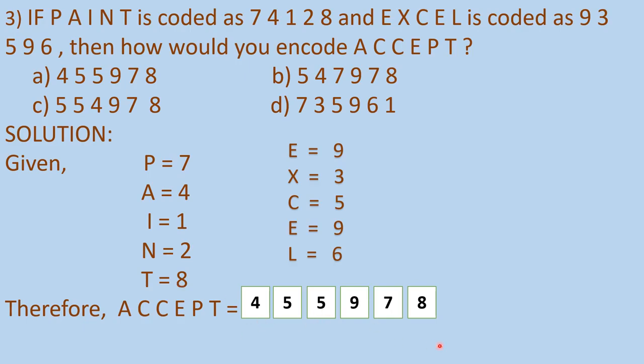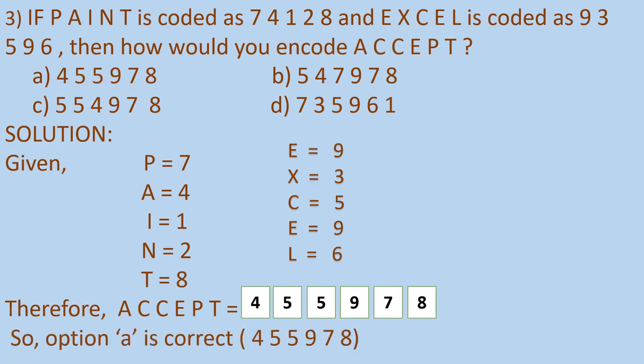So which option is correct? That is A. In A, it is 4, 5, 5, 9, 7, 8. So option A is correct. Understood?